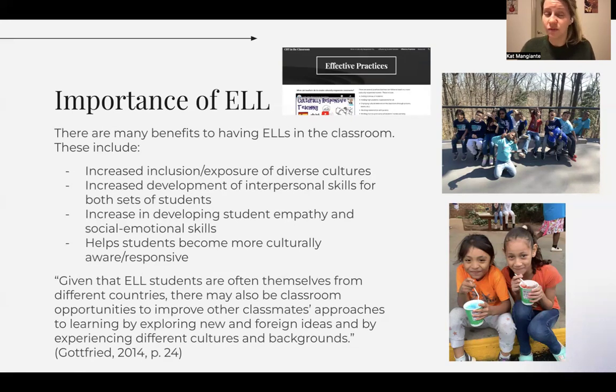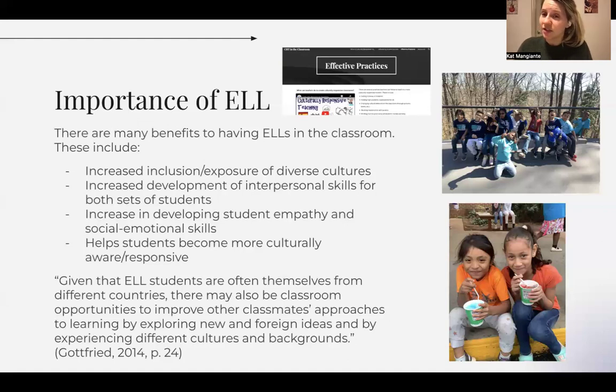Teaching ELLs is a really great way to expose students to other cultures that they wouldn't necessarily have the opportunity to see on their own. So, given that ELL students are often themselves from different countries, there may also be classroom opportunities to improve other classmates' approaches to learning by exploring new and foreign ideas and experiencing different cultures and backgrounds.